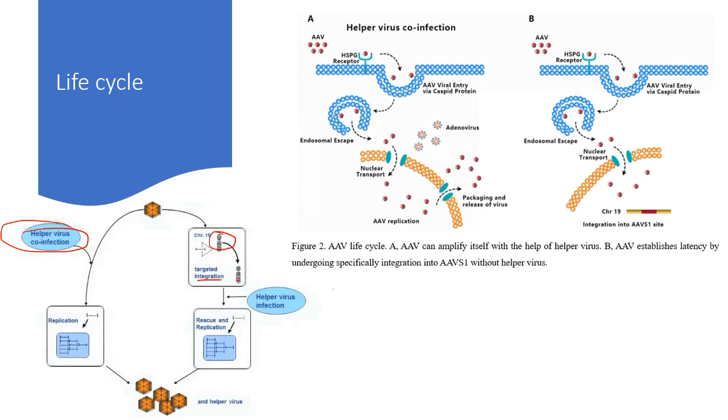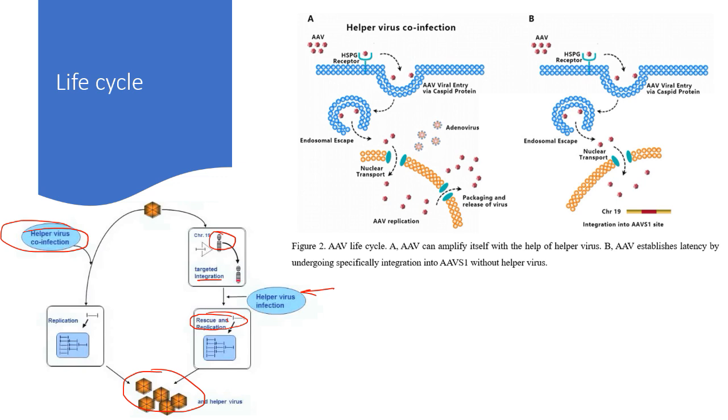And then once again, when the helper virus infection occurs, this acts as a trigger, and only with the help of the helper virus, which can be adenovirus or herpes simplex virus, it starts to replicate its own genome and also starts packaging viral materials, and then the viral components will come out by degrading the host cell.